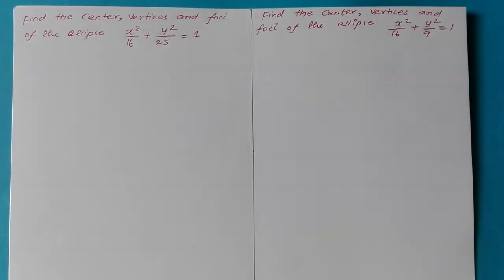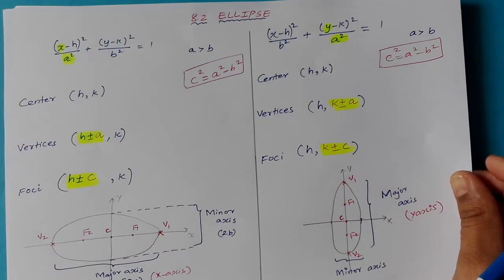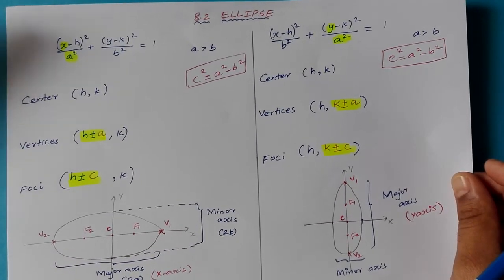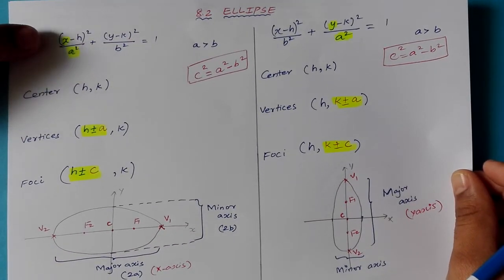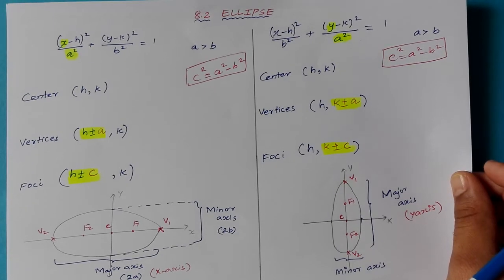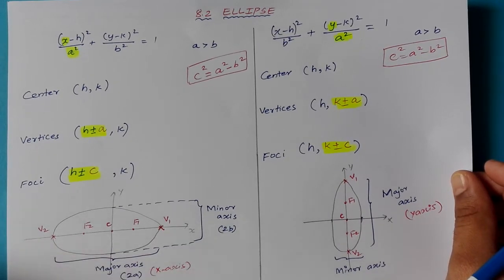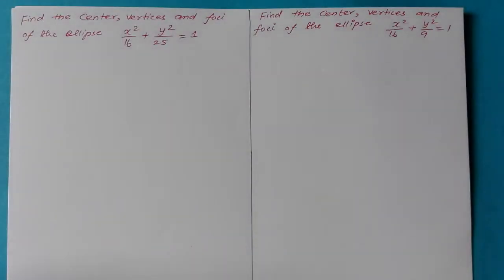Hello student, now we are going to take the ellipse problem section. In the last video we described the formulas. If a is present below x, there will be a change in x. If a is present below y, change in y. Now let us go with the problem.